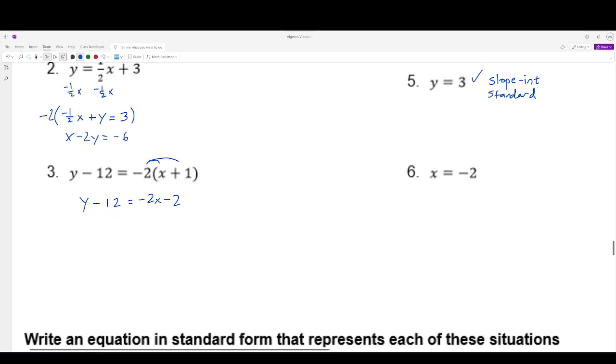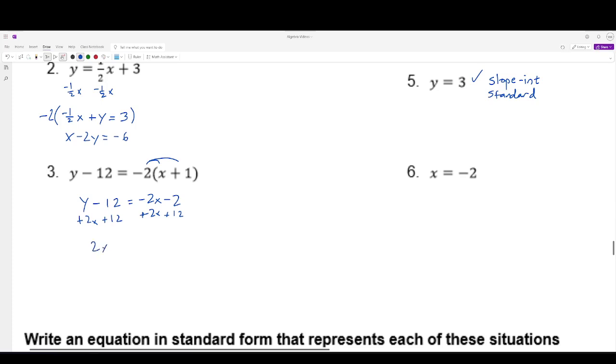But if we're going to standard form, we actually want to bring the x's over with the y. So we're going to do that. And then the 12 needs to go to the right. So we're going to add 12 and add 12. So I guess we needed to add 12 either way.